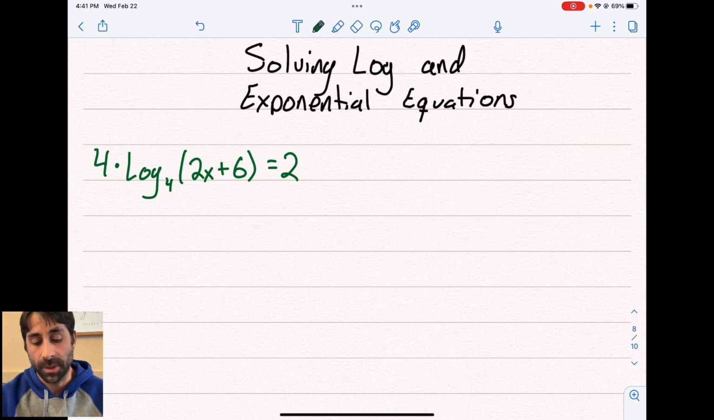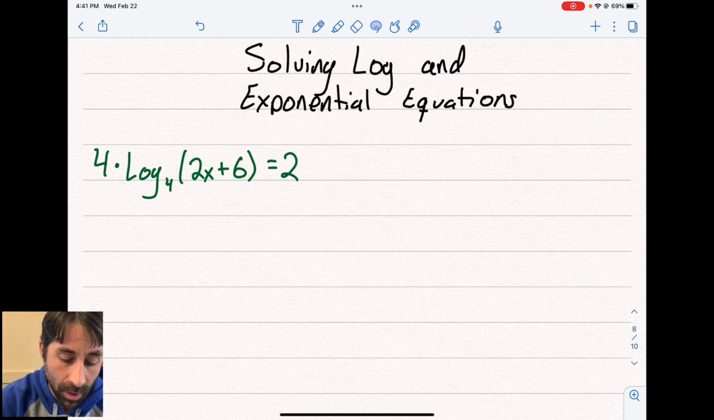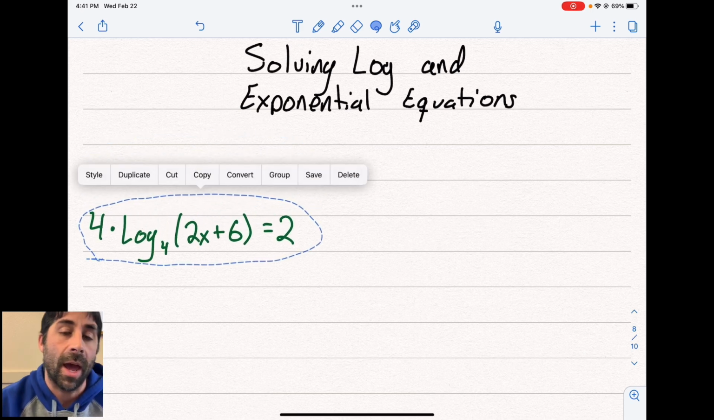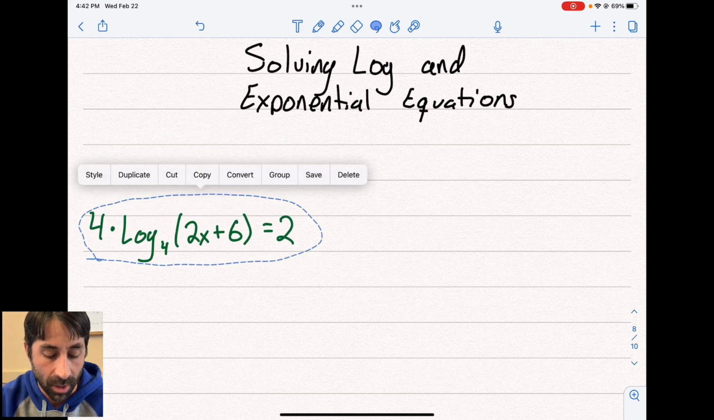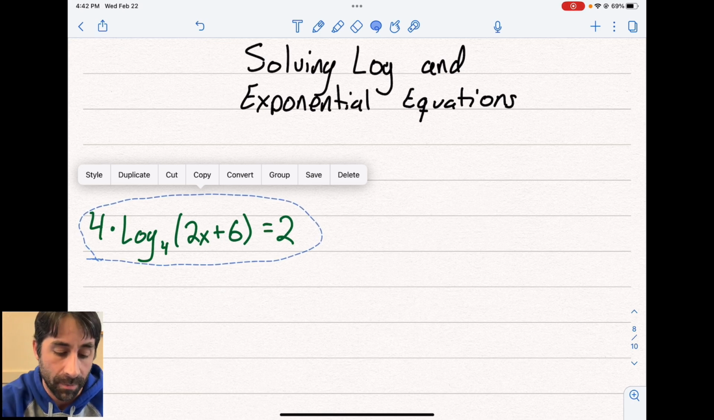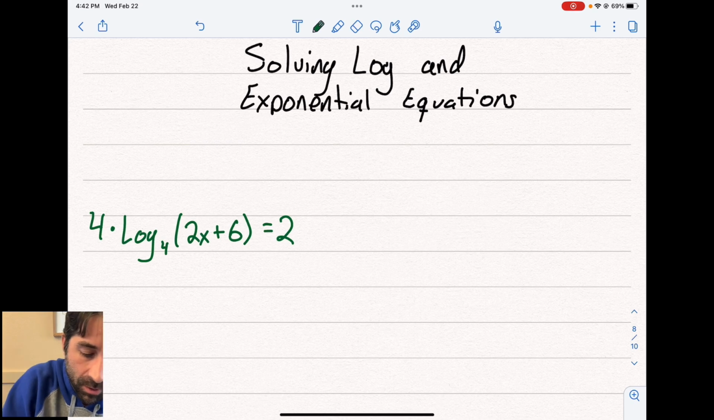So these are not too hard. You do need a little bit of a prerequisite. Let's talk about the one skill that we really need to have before we start solving log and exponential equations, and that is the definition of a log.